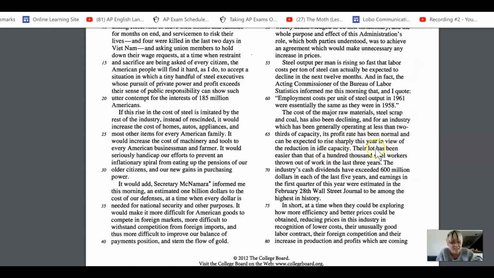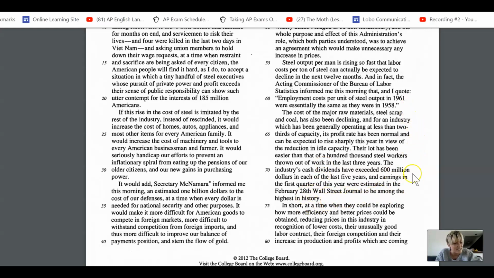Their lot has been easier than the 100,000 steel workers thrown out of work in the last 3 years. The industry's cash dividends have exceeded $600 million in the last 5 years, and earnings in the first quarter of this year were estimated in the February 28th Wall Street Journal to be among the highest in history.